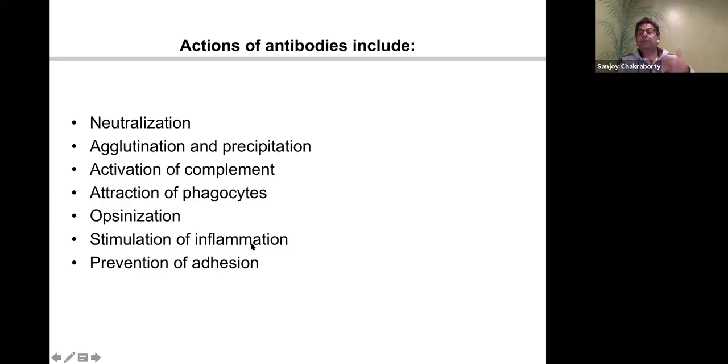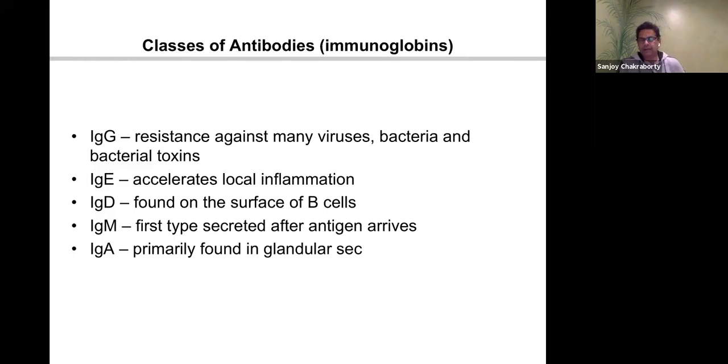And stimulation of inflammation. Inflammation means the body's response to injury, so that's the stimulus. Then prevention of adhesion, because bacteria and viruses want to adhere to a host cell before they inject their DNA or enter the cell. Antibodies prevent that, because the antibody is binding the bacteria. Now the bacteria or virus cannot bind to the host cell, so they cannot inject their DNA and cannot infect the host cells. That is how they actually work.